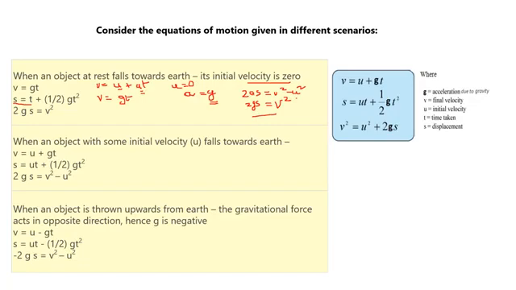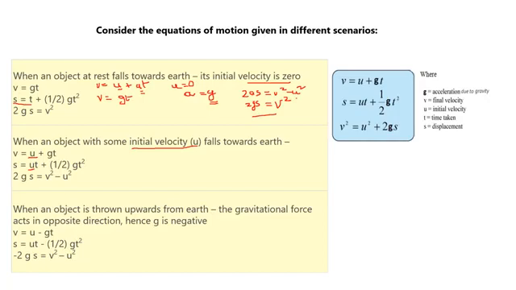And when an object has some initial velocity, here the initial velocity is not 0, it has some velocity, then again the whole equation you are going to write the same. You are going to write u because u has a value, u is not 0. The only thing is a will be replaced by g.